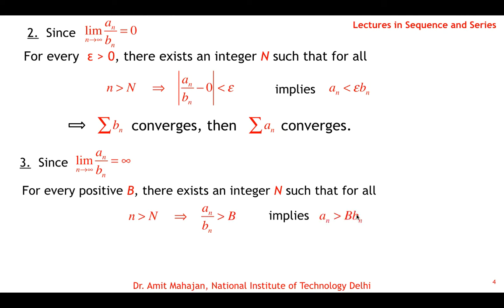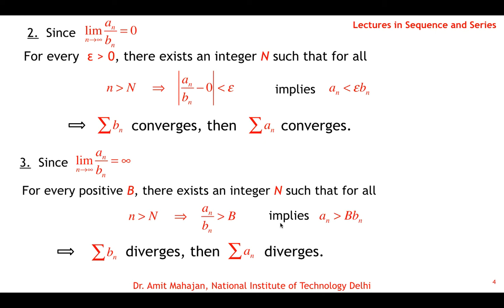So if you have a known series Bn which is divergent, then this number times Bn is also divergent, and any series which is bigger than a divergent series is a divergent series. So series Bn diverges immediately implies series An diverges, because the terms An are bigger than the terms b times Bn. So this is the proof of the limit comparison test.